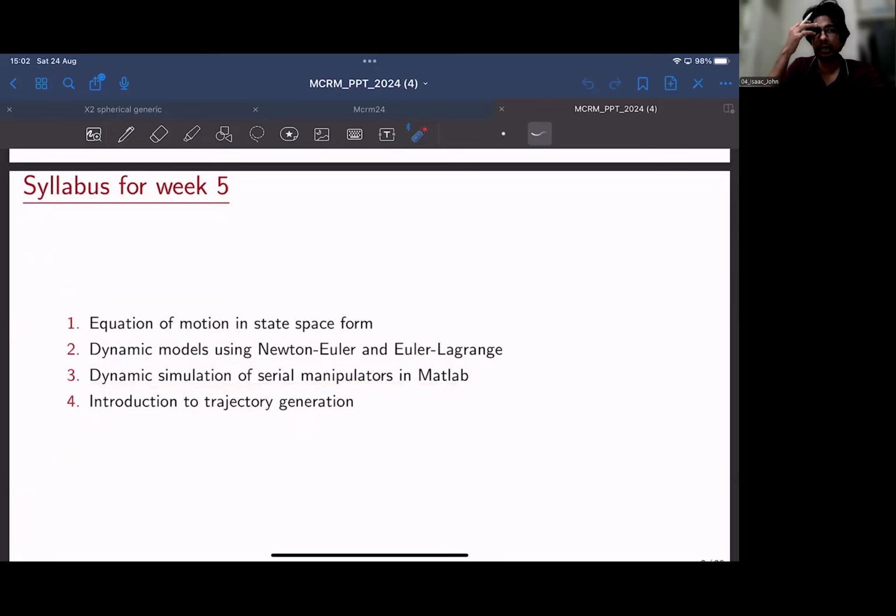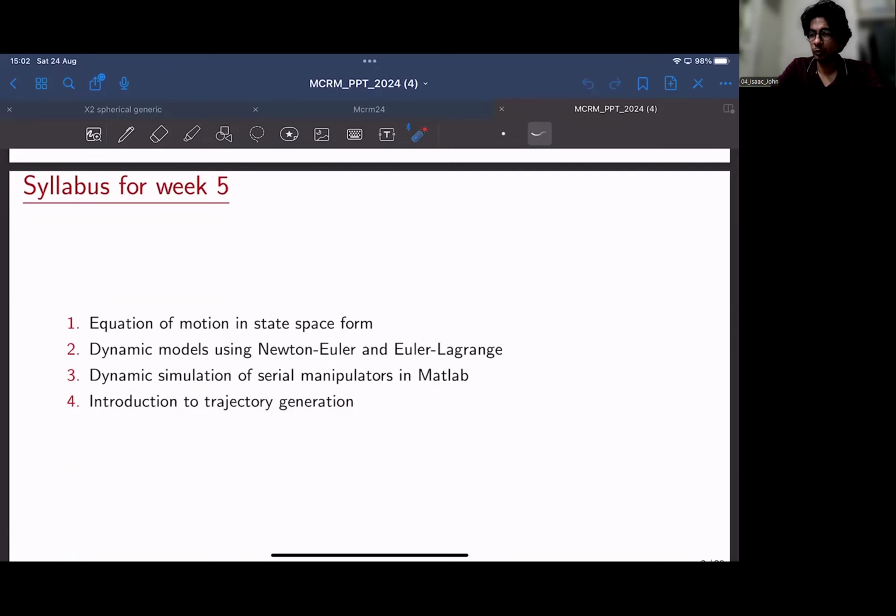The simulations in MATLAB have already been covered during the lectures by Professor Shantakumar. We have also covered the topic of trajectory generation. That was also simulated in MATLAB, and it will be carried over to next week's sessions when we get onto the robot motion controllers.